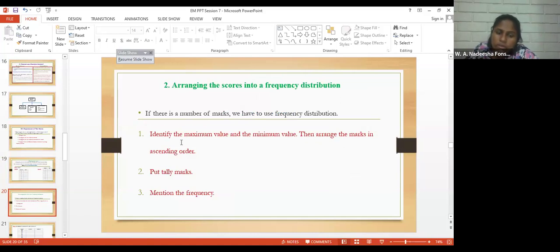To do that, first we have to identify the maximum and minimum value. Then arrange them in ascending order. Then we put tally marks and mention the frequency. Arranging them in ascending order is not a law, it is a rule. Normally we use ascending order in statistics. If you want, you can order them descending. It's okay, we can't say that it's wrong. So the normal way is this.